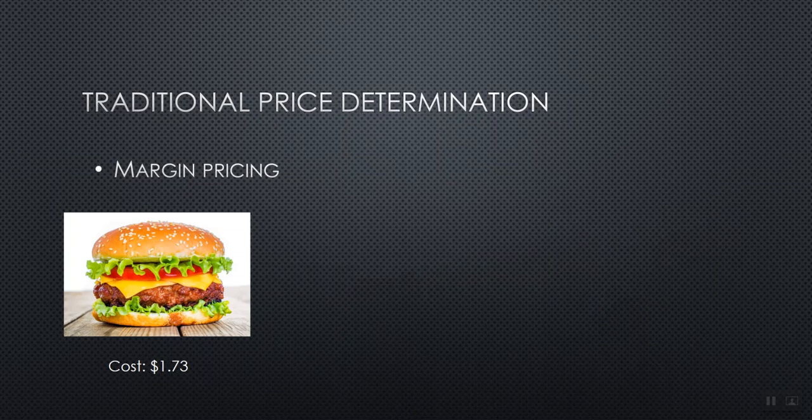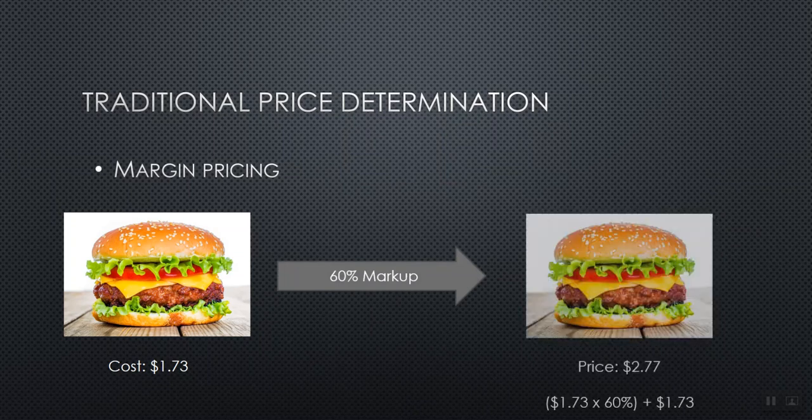The second one is margin pricing. This is very similar to cost plus pricing. You take your cost, in this case $1.73 again, and we're going to add some markup, 60% in this case. And what we do is we say, okay, $1.73 times 60%, that gives us our markup points. We add that to $1.73, and in this case, we come up to a price point of $2.77.